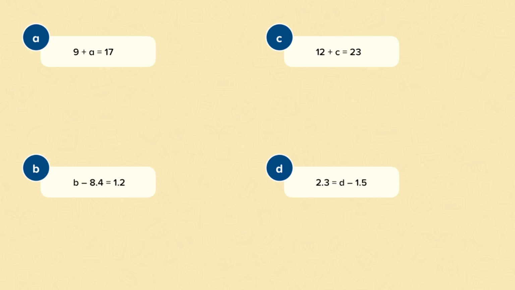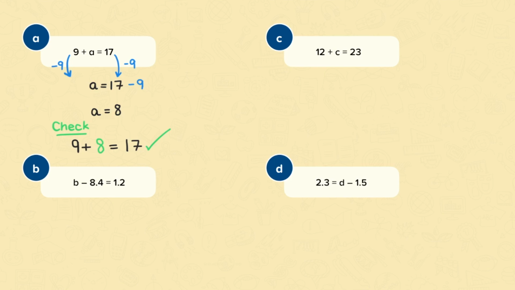We want A on its own, so we need to do the inverse of adding 9. So we subtract 9 from each side. We get A equals 17, take away 9. So we know A equals 8. Remember, you can check your answer by substituting your value back in. So 9 plus A, our 8, equals 17.